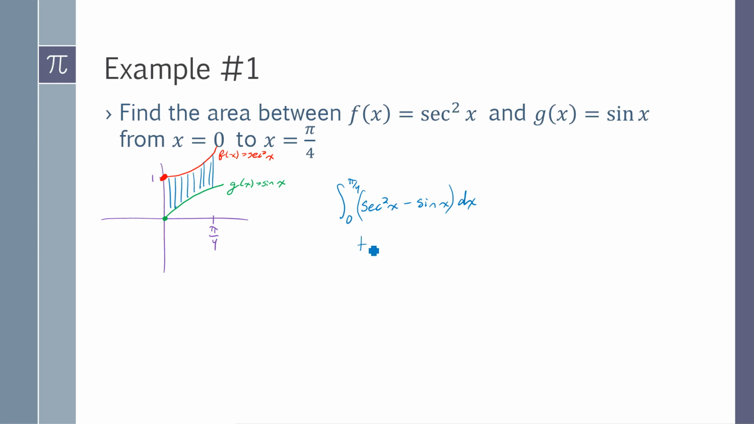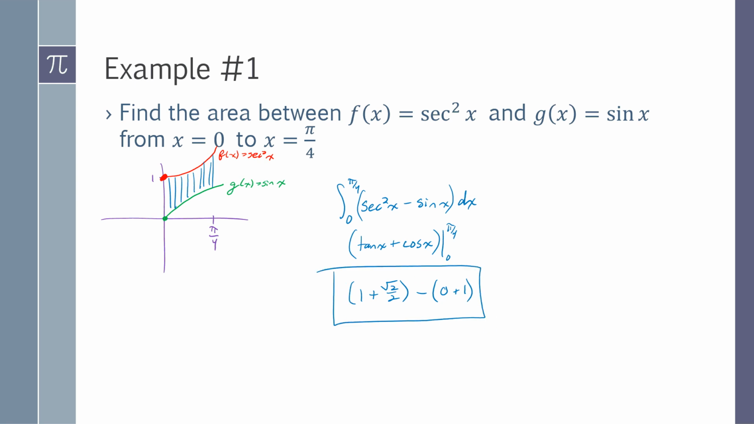Antiderivative of secant squared is tangent. Antiderivative of minus sine is plus cosine. And I can take the derivative to check my answers. Derivative of tangent is secant squared. Derivative of positive cosine is negative sine. So that's looking good. From 0 to pi over 4, plug pi over 4 in first. Tangent of pi over 4 is 1. Cosine of pi over 4 is rad 2 over 2. And minus tangent of 0 is 0. And cosine of 0 is 1. And I'm not required to simplify, so there is our answer.